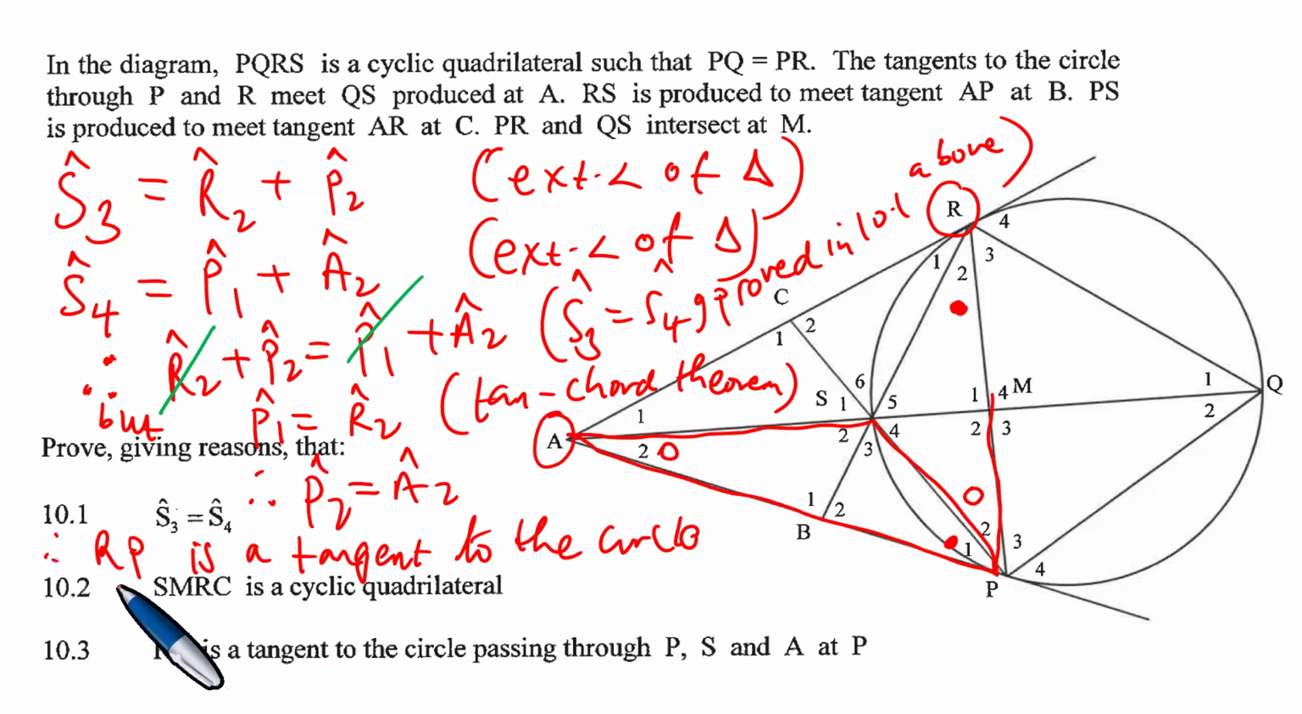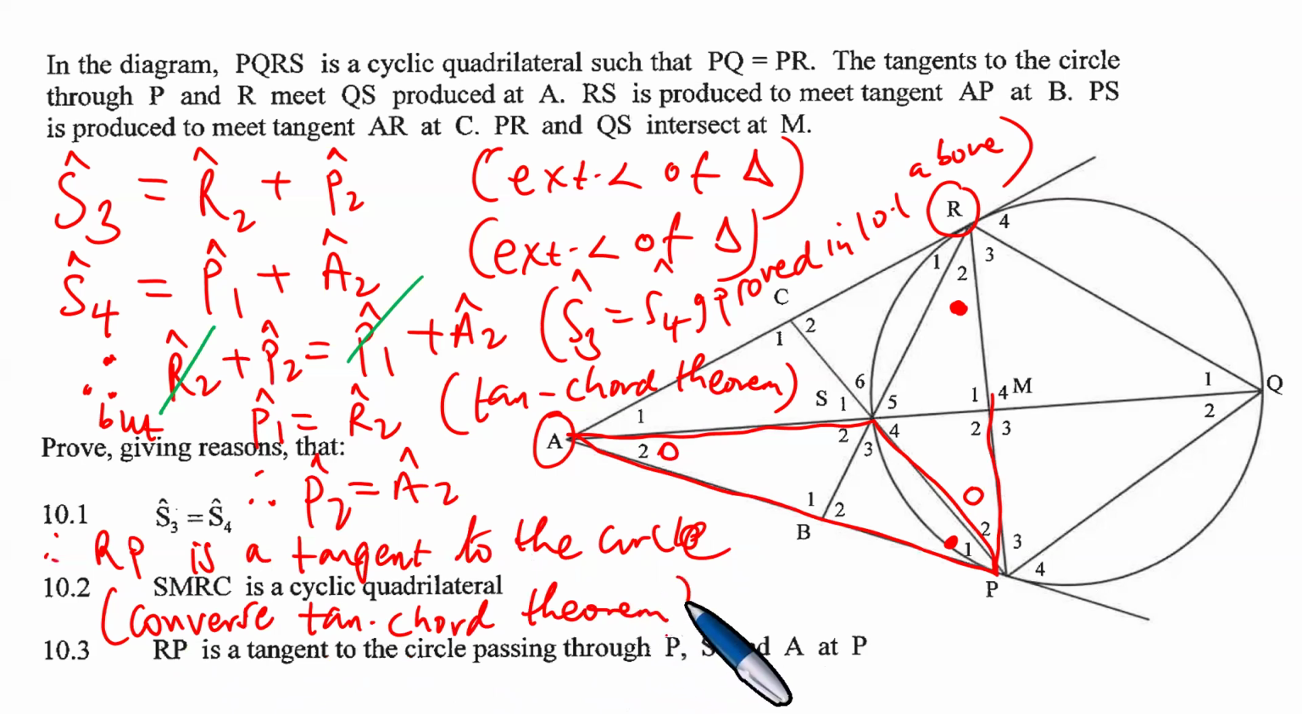And why is this the case? What is the reason for this? The reason for that is because of the converse tangent chord theorem. There are a couple of things about the converse tangent chord theorem that are important, so just take note of this here and make sure you understand this very, very well. We have established this. So exciting stuff.